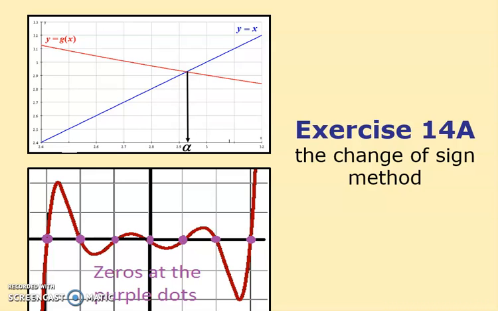Hello there, it's some more maths for some Year 13 students, A-level maths, and we're looking at the change of sign method. The change of sign method is a method to try to work out the answers to equations that otherwise you wouldn't be able to solve, because some equations are physically impossible to solve using algebraic means at least.